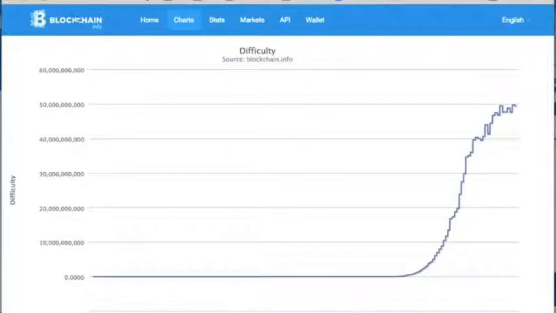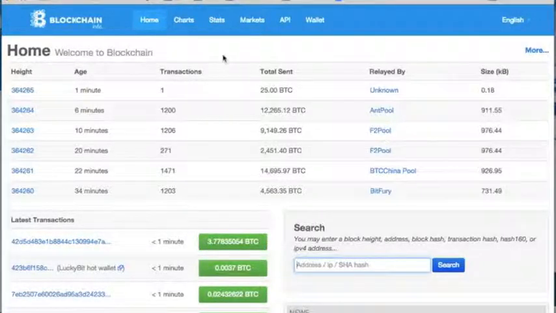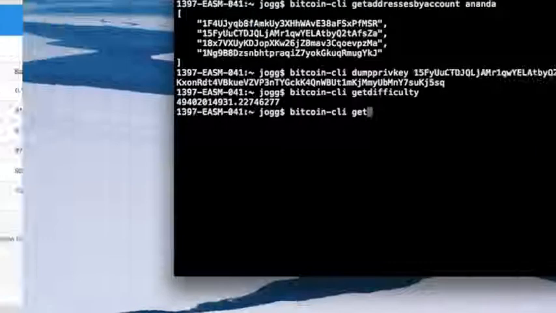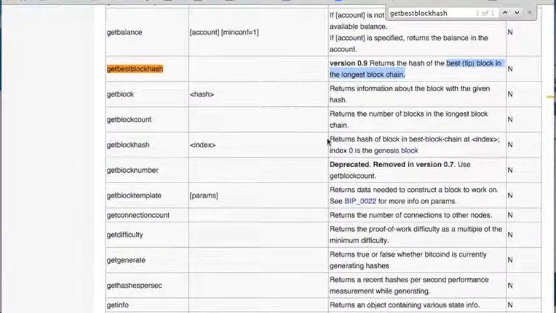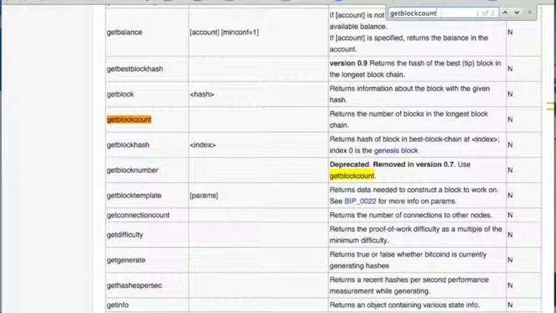As you can see in blockchain.info, the last height shows 364265. So I assume my Bitcoin server has also synchronized with it, and if you run your computer as a node, your computer will also synchronize. Firstly, we have another command called getblockcount. If I do getblockcount, it will show the total amount of blocks it has synchronized with: 364265. That's exactly this.